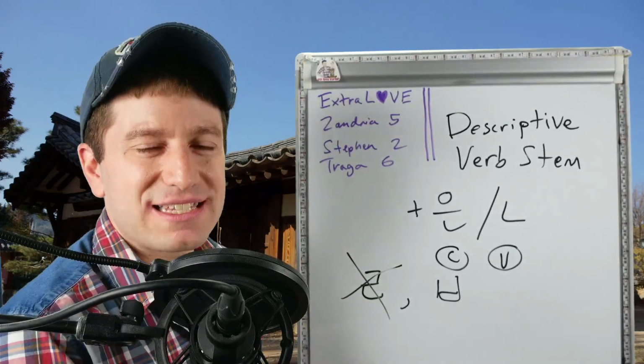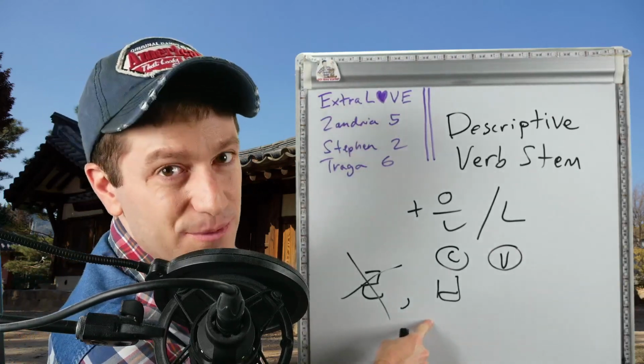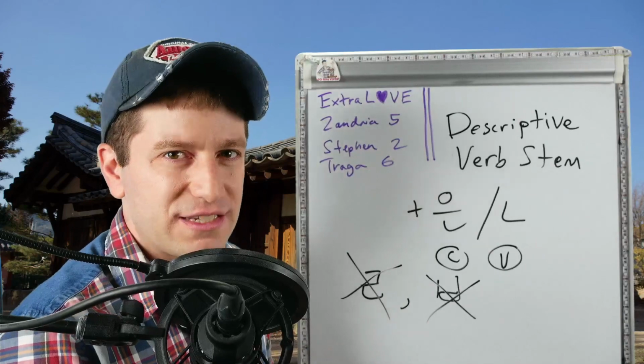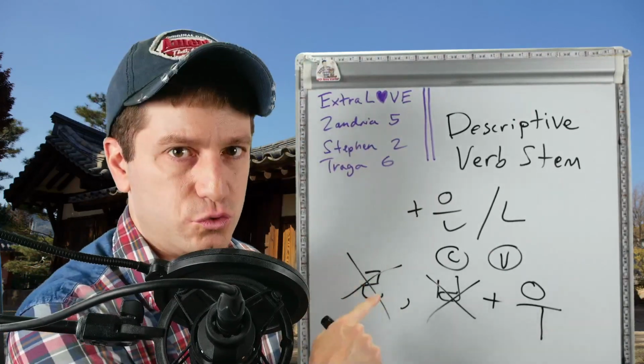Another really common exception is if the descriptive verb ends with this letter, which is known as ㅂ. For this one, you also remove it, but then you have to add something else. You add the syllable 우.